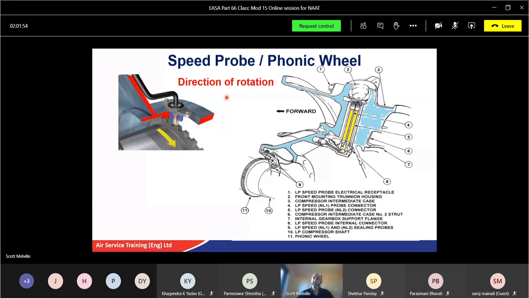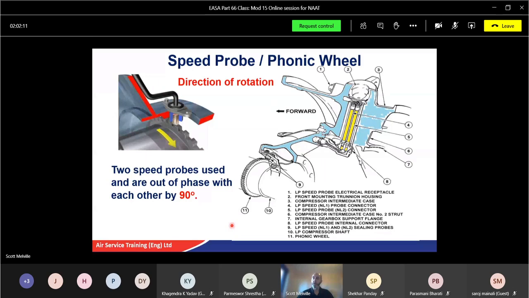Likewise, you can see there's another sensor, and again, there's a bit of indication of the teeth on the shaft. So as it's going the right way, that's fine. Get direction of rotation. So I said 2 speed probes used are out of phase with each other at 90 degrees apart. Now you might have another one which we use for what's called averaging. So you have an LP speed probe for N1 and an N2 connector there. So there's your 2 probes, very close together. That helps you provide the direction of rotation.